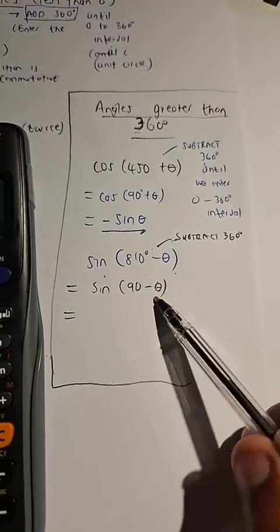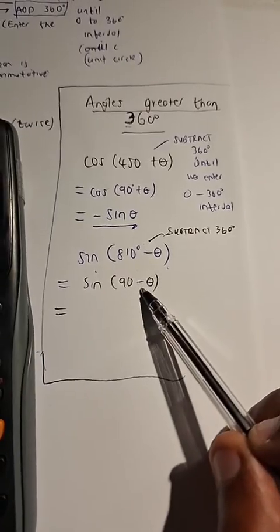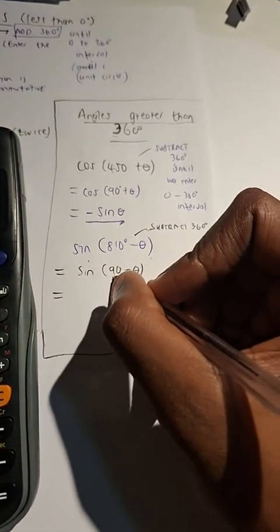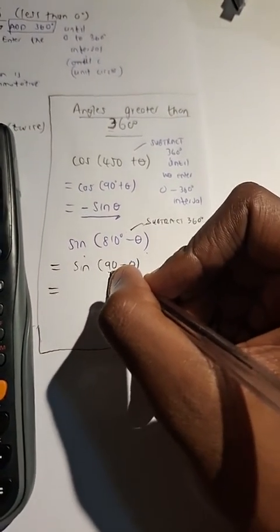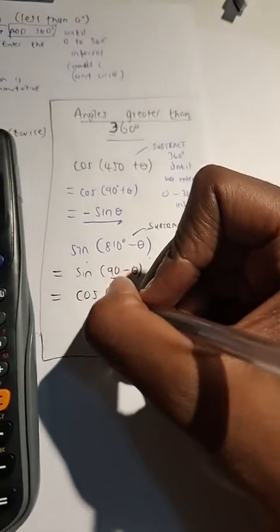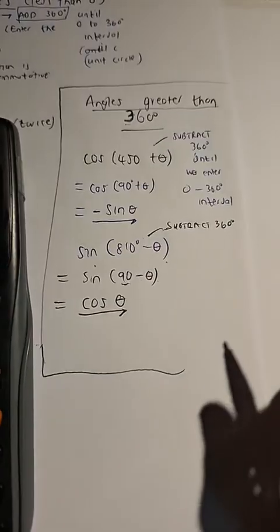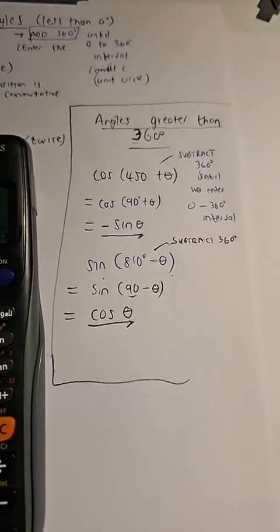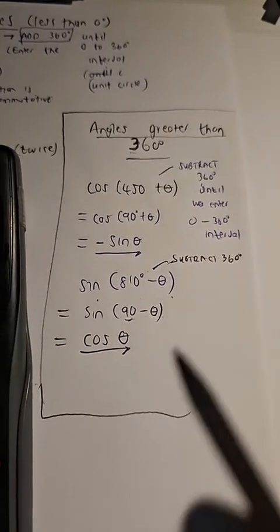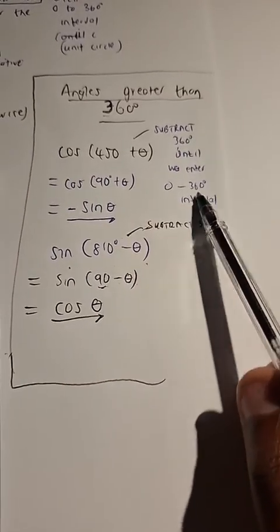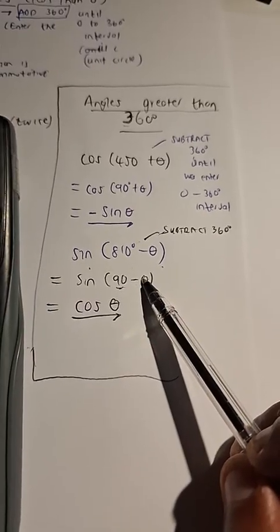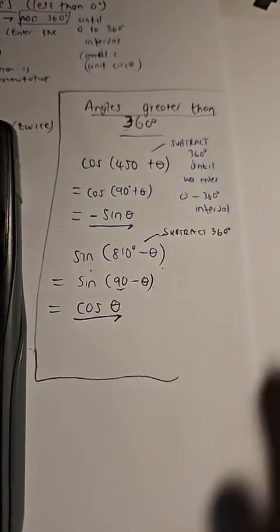So 90 minus theta is in which quadrant? It's in the first quadrant. How is sine there? Sine is positive. But since it's a co-ratio, sine becomes cos, and that's very important. And then we write down the acute angle. That's what we will be consistently doing with angles greater than 360: subtracting 360 until we enter the 0 to 360 interval. Then we write the new function value or co-function value, and we reduce it.